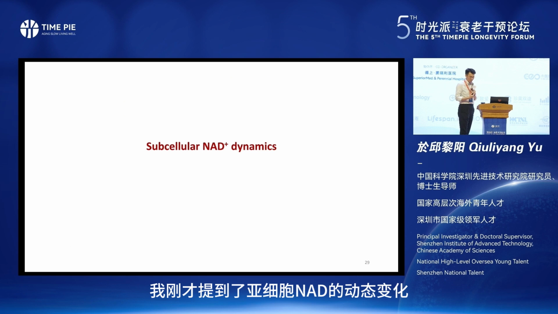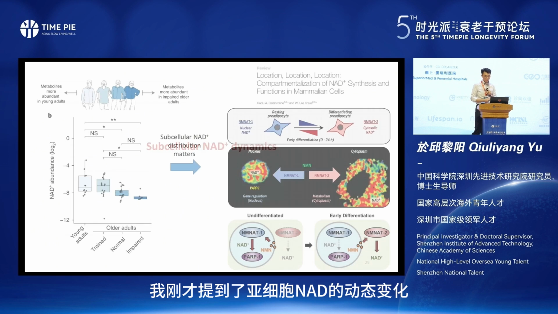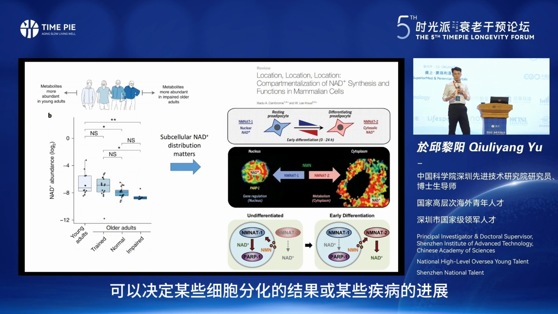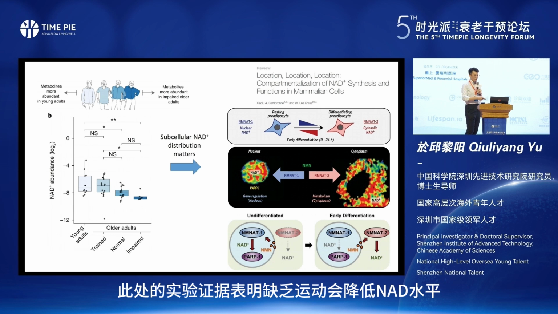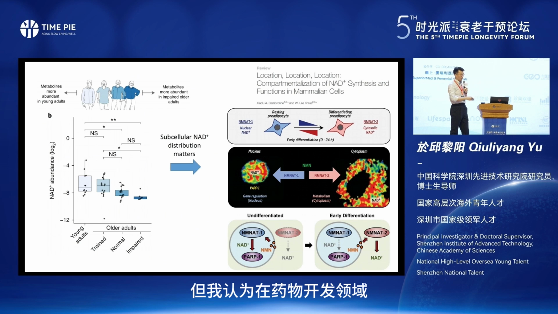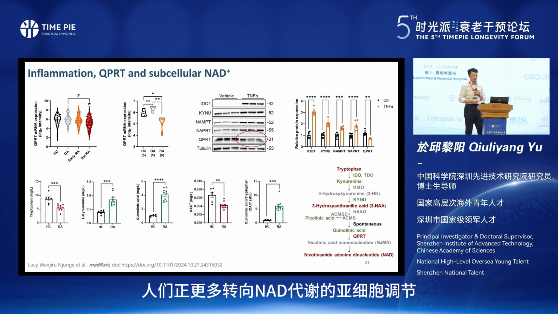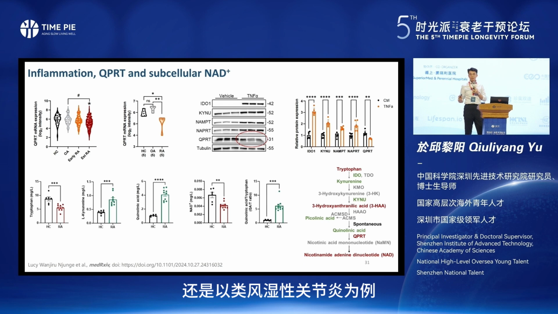And I just mentioned the subcellular NAD dynamics. Some of the papers have already indicated that the location of the NAD metabolism is actually important to determine the fate of certain cell differentiation or certain diseases. So like here, evidence showed that sports or lack of sports decreases NAD. But now I believe that for the drug development field, people are shifting more to the subcellular modulation of NAD metabolism. So one of the examples that we saw was, again, with rheumatoid arthritis.